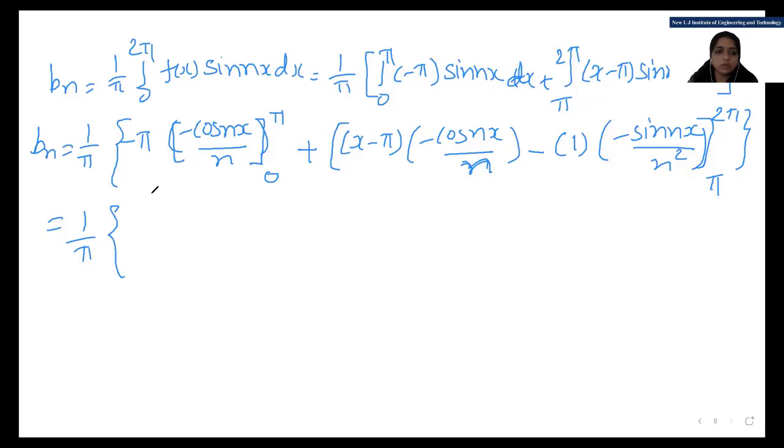So the minus minus plus, right? If I apply the upper limit, that is cos n pi. So cos n pi is minus 1 raised to n upon n, and here cos 0 is 1 upon n, right? So this is the value for the first term. Now for the second term. Students, do you have any doubt? Do you have any doubt till this step?